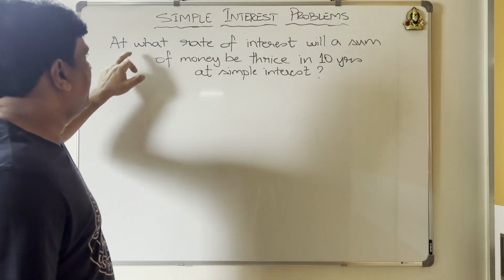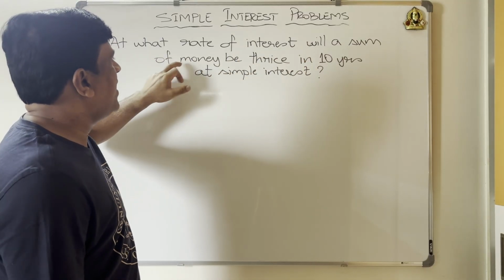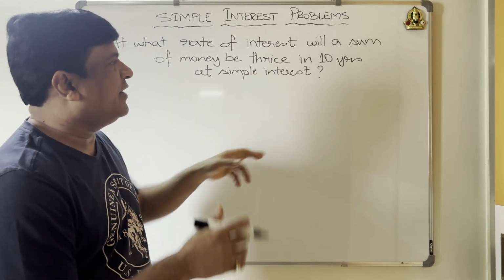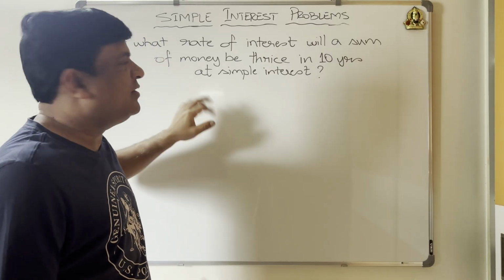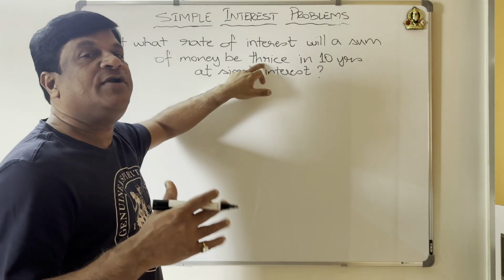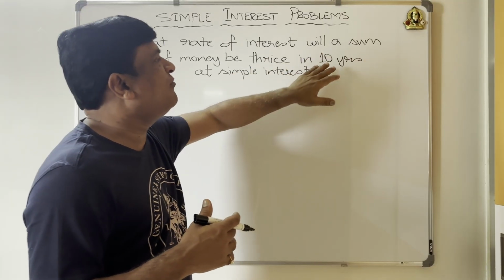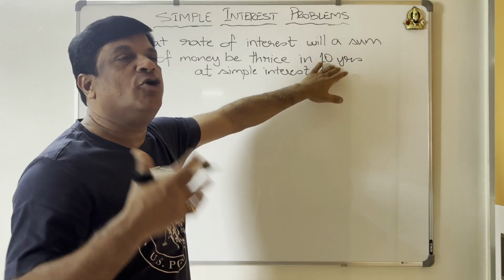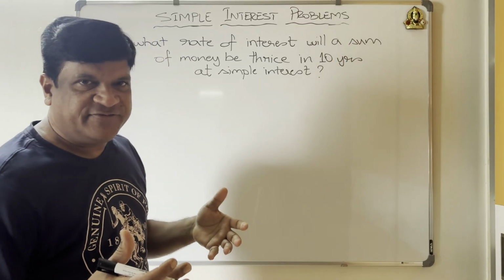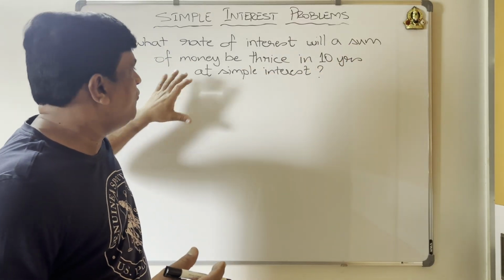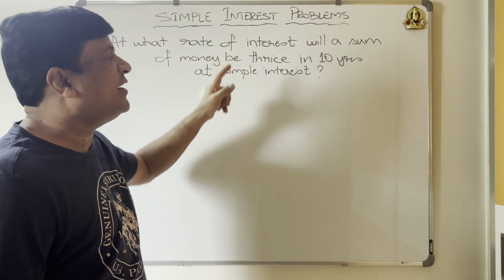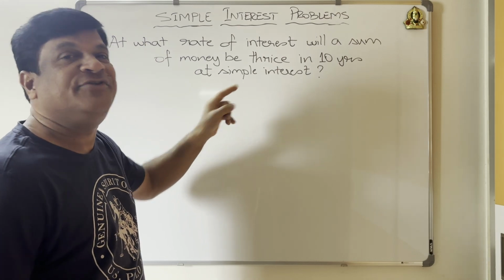So what does the problem say? At what rate of interest will a sum of money be thrice in 10 years? As I told you earlier, right? Sum of money is not given. It becomes thrice in 10 years. What do you mean by thrice? What happens to the sum of money if you deposit it for 10 years? You're going to get interest on top of it, and when you add that interest to the sum, it becomes the amount. So let's note down what all things are given over here, right? If you look at the problem, there are not a lot of numbers given over here.